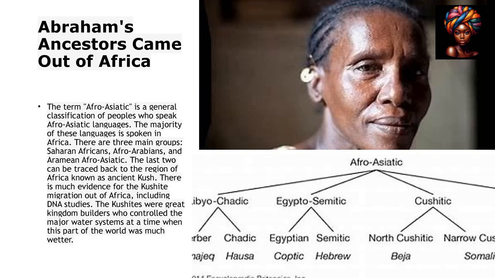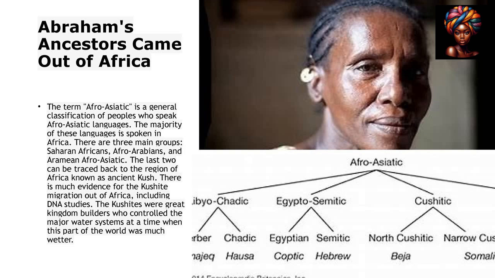It says, Abraham's ancestry came out of Africa. It says, the term Afro-Asiatic is generally a classification of people who speak Afro-Asiatic languages. The majority of these languages are spoken in Africa. There are three main groups: Saharan African, Afro-Arabian, and Armenian Afro-Asiatic. The last two can be traced back to the region of Africa known as Ancient Kush or Egypt. There is much evidence for the Kushite migration out of Africa, including DNA studies.